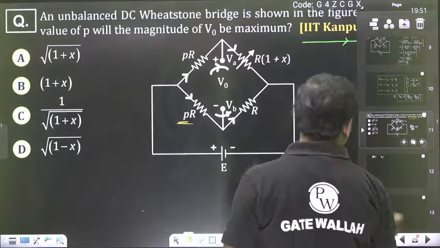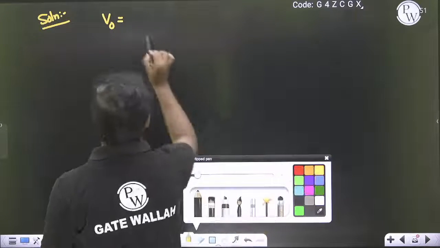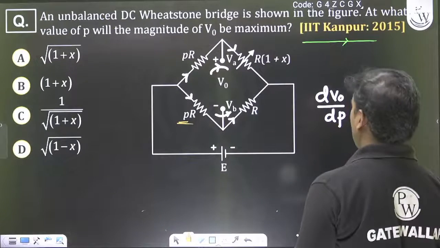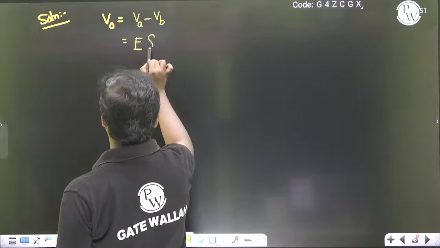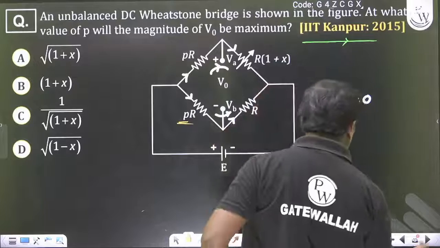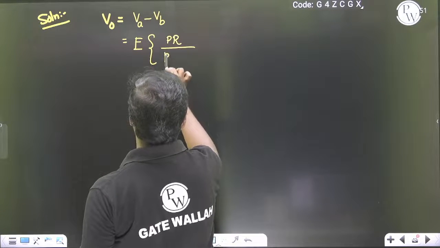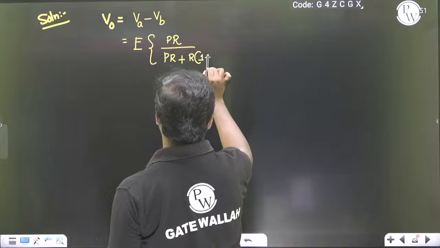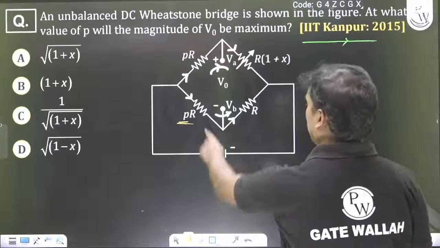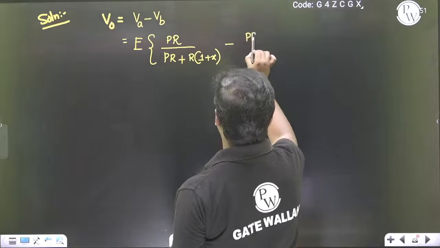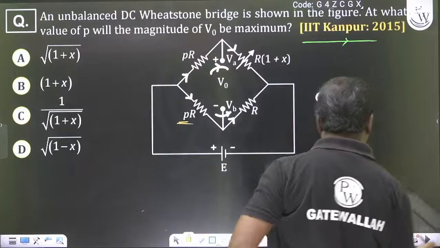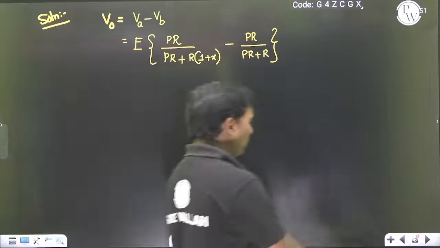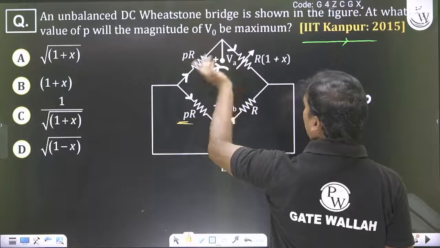So V0 can be taken as VA minus VB. VA I can take as E into PR divided by PR plus R into 1 plus X, minus, PR by PR plus R. Because I have taken the voltage division rule with respect to these two, because plus is here, so I can take it anyway.